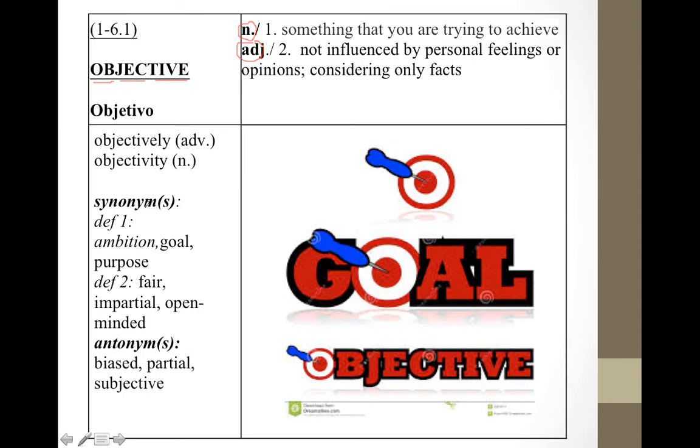Synonyms, words that you can use to replace objective. For definition number 1, we have ambition, goal, and purpose. Once more, ambition, goal, purpose. For definition number 2, we have fair, impartial, open-minded. Antonyms, or the opposing words, are biased, partial, and subjective.